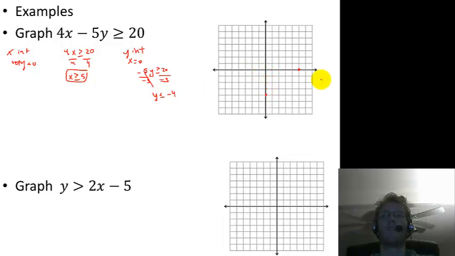Alright, now I'm going to draw the line. Is it solid or dotted? Well, because I have a greater than or equal to symbol here, it's going to be a solid line. So I can draw in my solid line there. And now do I shade above or below?